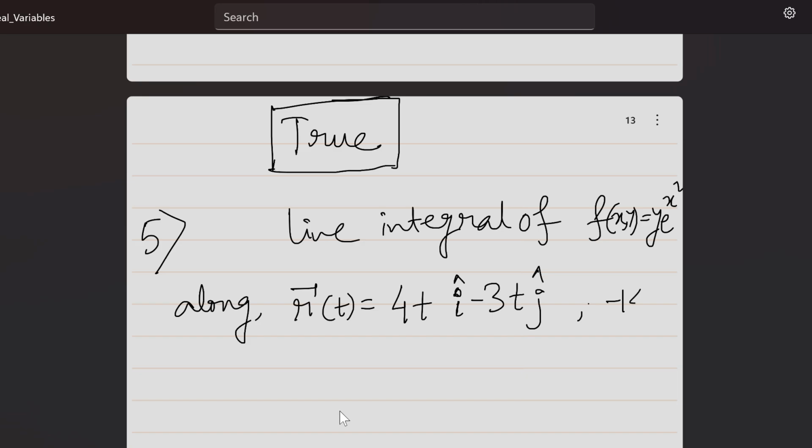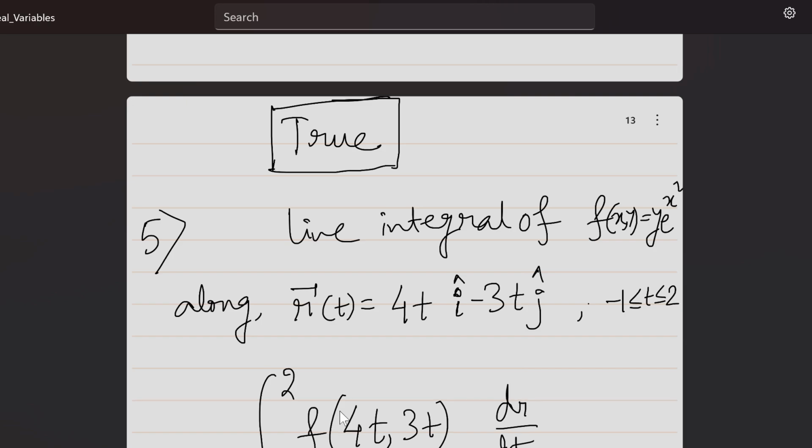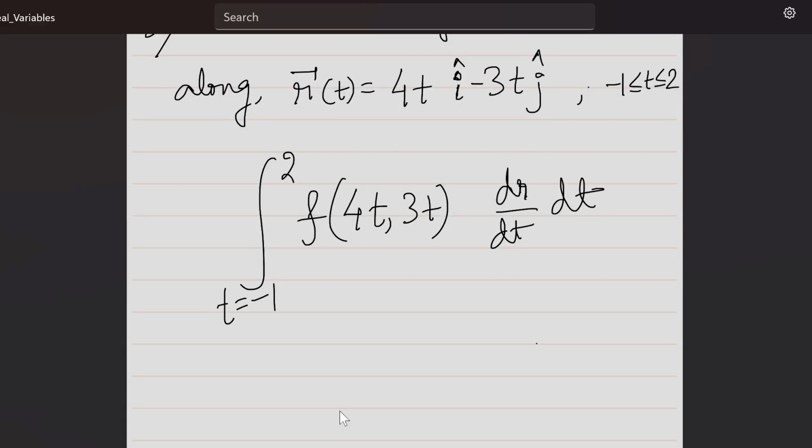And t here is from -1 to 2. This is given in the question. So line integral means integral with t running from -1 to 2 of the functional value along this curve. So here x comma y, I will put x equal to 4t, y equal to 3t, into dr. What is dr? dr is dr dt into dt. So what is dr dt? dr dt is root over dx dt whole square plus dy dt whole square, t from -1 to 2.